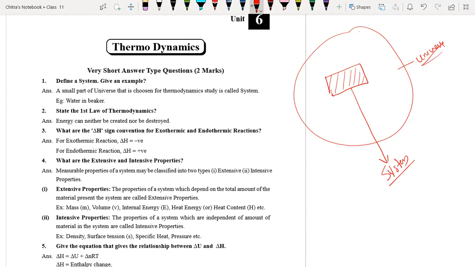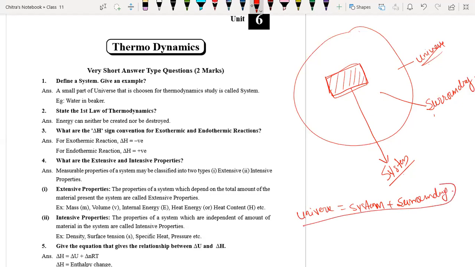Understood? And here, as you can see, this is the line which separates the system from its surrounding, and that is called the surrounding. System plus surrounding equals universe, so I'm writing here: universe equals system plus surrounding. And that line, which I'm highlighting with the purple line, separates the system from the surrounding and is called the boundary.